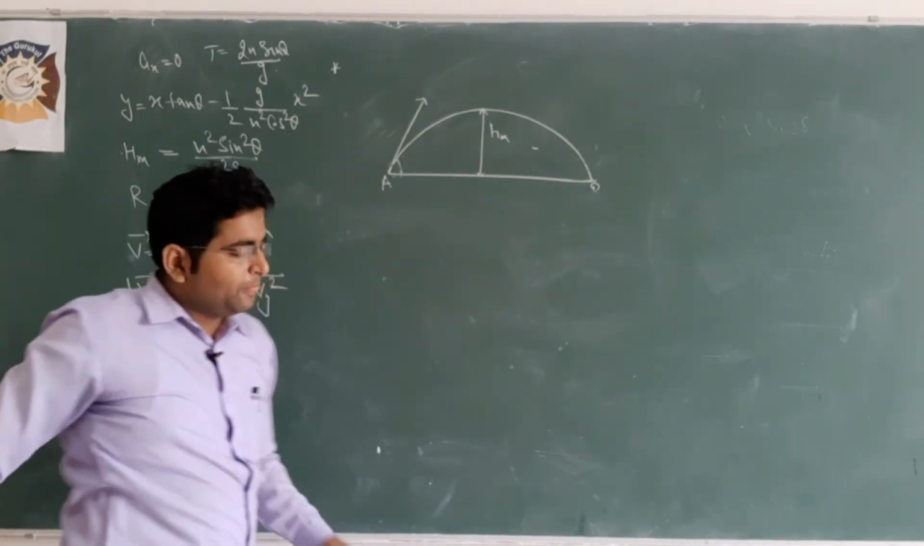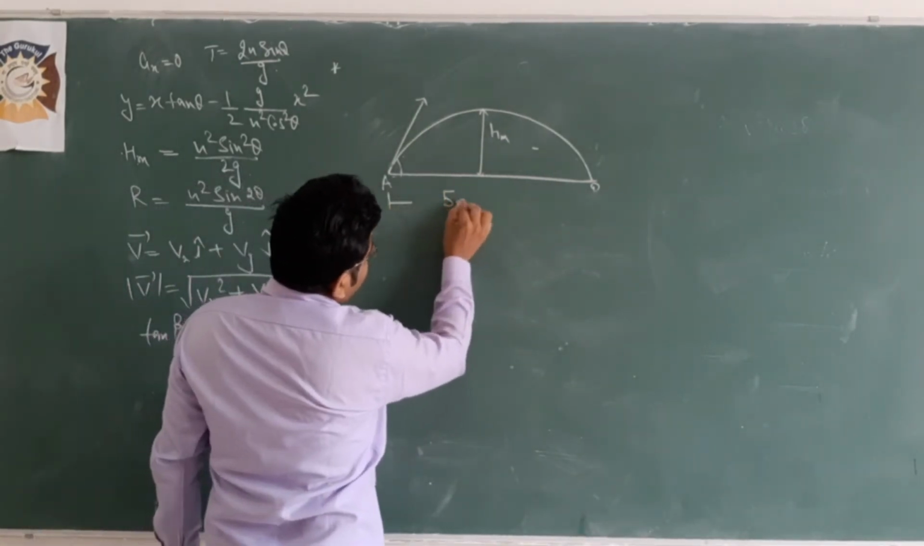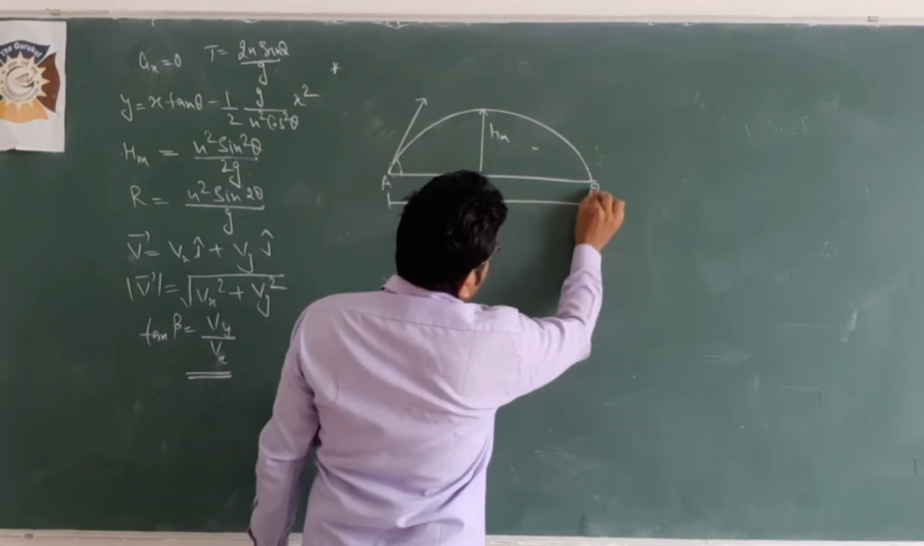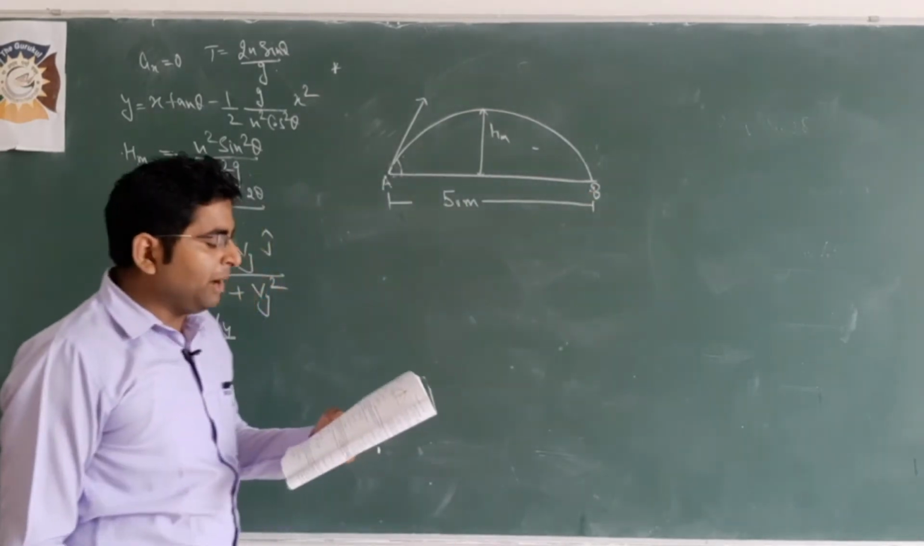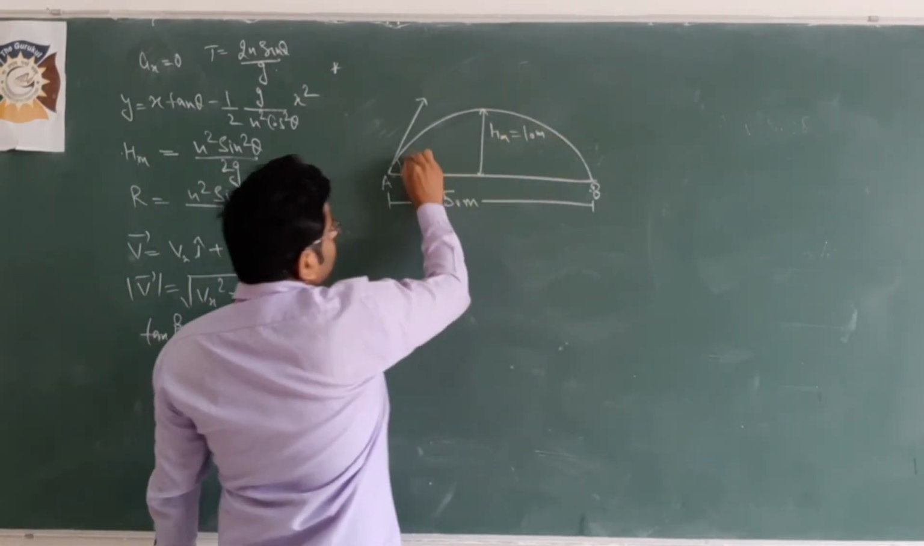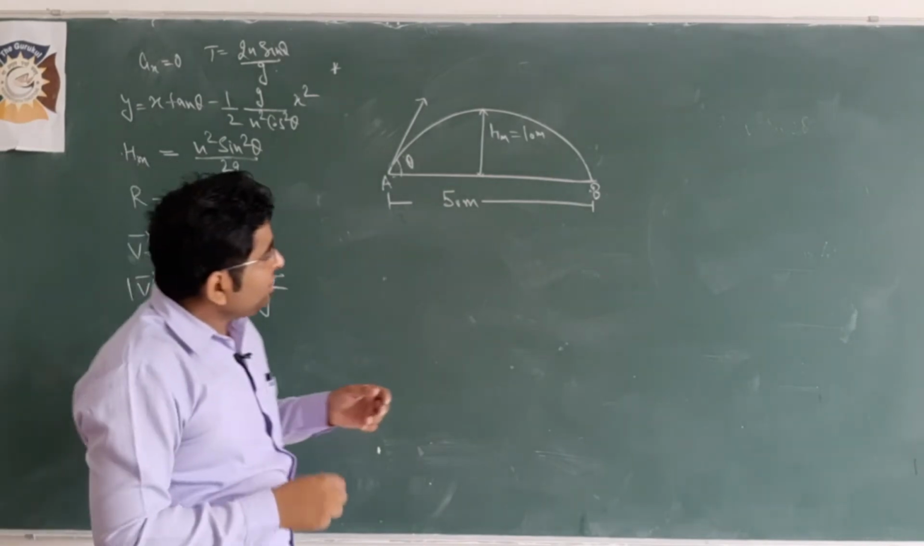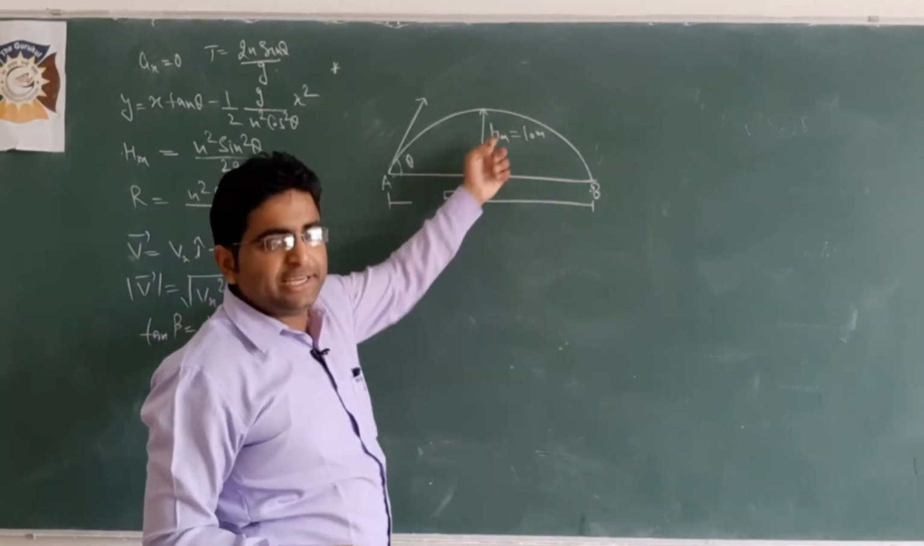Okay beta, the range is given as 50 meter and the maximum height is given as 10 meter. So we have to calculate this angle theta. But firstly, write down the expressions for height and range.